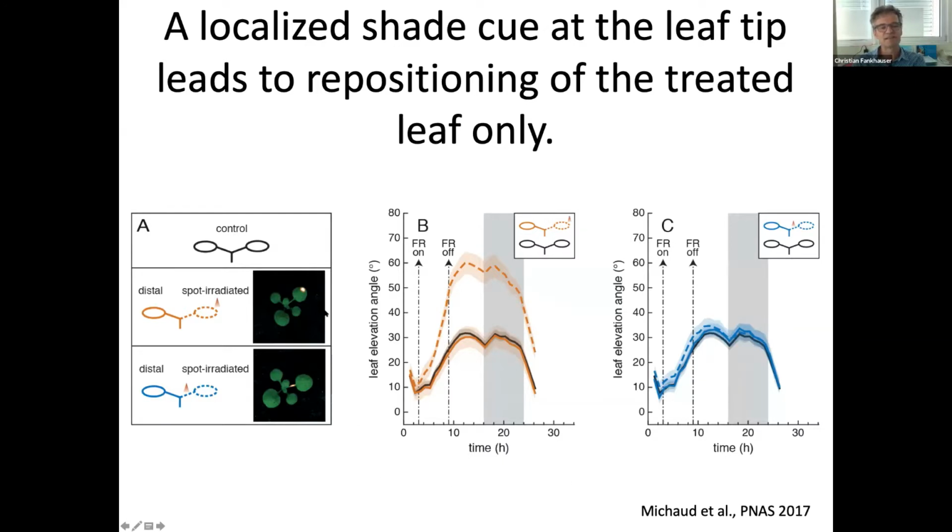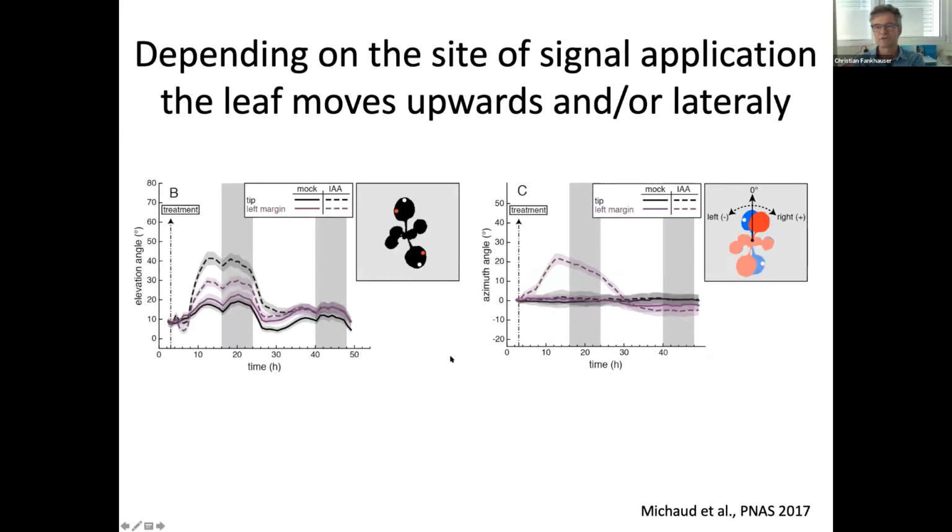And we believe that this is probably a good strategy because there is a lot of self-shading happening at the level of the stem, but at this level, not so much. Now, these leaves are actually even smarter than that because you can twist them into changing their position, not only going up, but actually also moving sideways, depending on where you provide the signal.